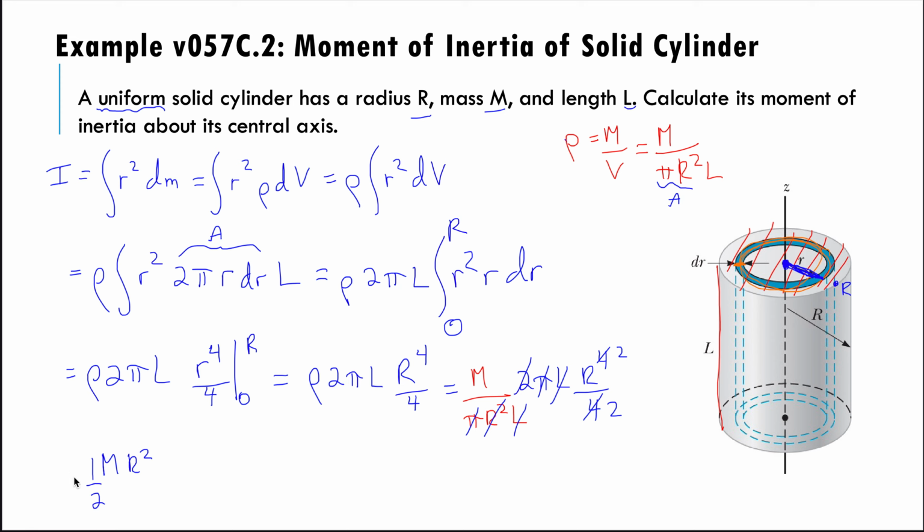So all this work for a relatively simple expression for the moment of inertia of a uniform cylinder about the central axis. The key takeaway message here is that you're dividing up the cylinder into a whole bunch of cylindrical shells, and the volume of each of these little cylindrical shells is 2 pi r dr times L. And then you integrate all of these shells to get an entire cylinder, so you integrate from 0 to capital R.